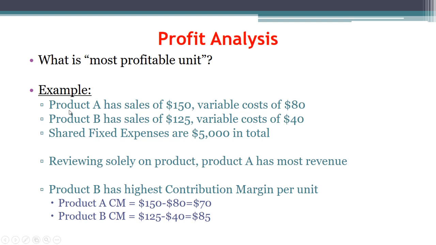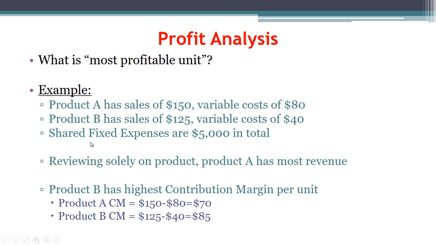So again, we can look at that from a few different perspectives here. Here we have product A that has sales of 150, variable costs of 80, and then product B has sales of 125 and variable costs of 40. So if we look at that from the sales perspective, product A appears to be not really most profitable, but it has the highest sales. But to be honest with you, the sales itself really doesn't mean much. We have to look at least the contribution margin because that's the only thing that's going to cover fixed expenses and profit.